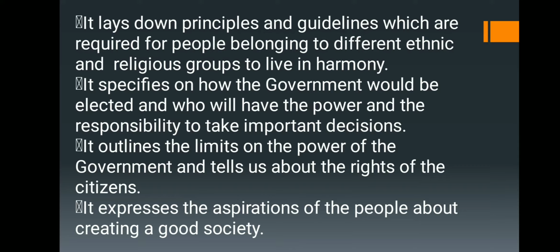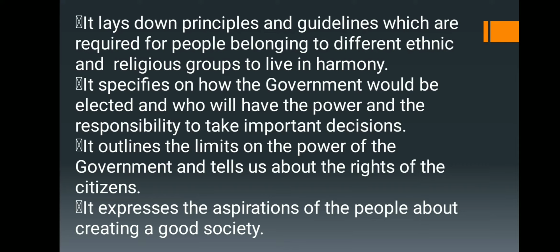Third, it lays down limits on the power of the government, so that the government may not turn autocratic or dictatorial. It tells the type of rule and what type of laws can be made, and tells us what the rights of the citizens are.